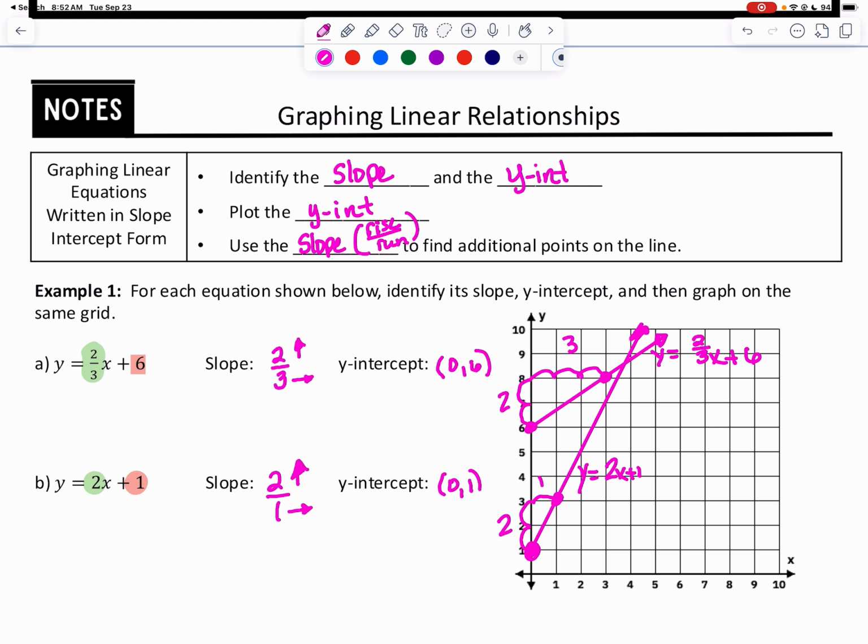All right, did you have a chance to think about it? In y equals 2x plus 1, our slope is larger than 2/3. The 2 is bigger than 2/3. So when we have a larger slope, we're going to get a steeper line. Something to keep in mind for future lessons.